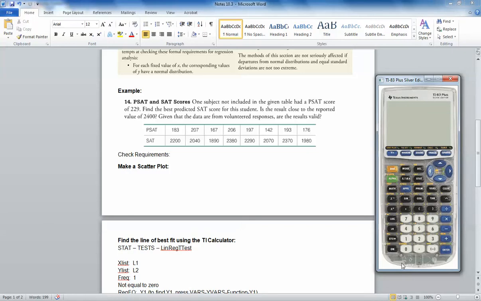I've got the data typed in already into my list 1 and list 2. So to make a scatter plot, I'm going to get out of here, second quit. I'm going to check y equals. I don't have anything in there. So I'll go to my stat plot, turn it on. I've got my x's in list 1, y's in list 2. So this is set up, got scatter plot chosen. So I hit zoom option number 9, and you can just type a 9. Ooh, there's my scatter plot.